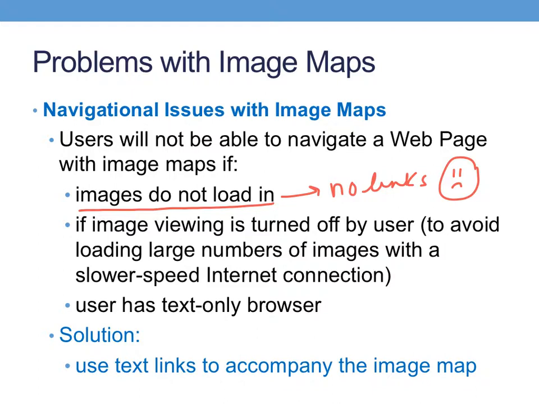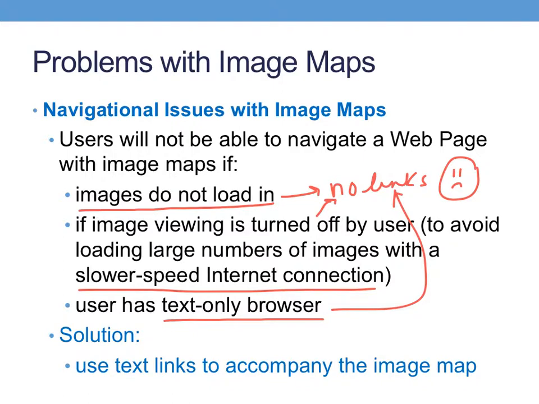Second thing that could give us some issues is if image viewing is turned off by the user. Sometimes users turn it off just because loading in those images takes up so much time, and maybe they have a slower internet speed. So again, there would be no links because our image contains all the links. The other issue may be that the user is using a text-only browser. Again, the image won't load and we'll have no links.